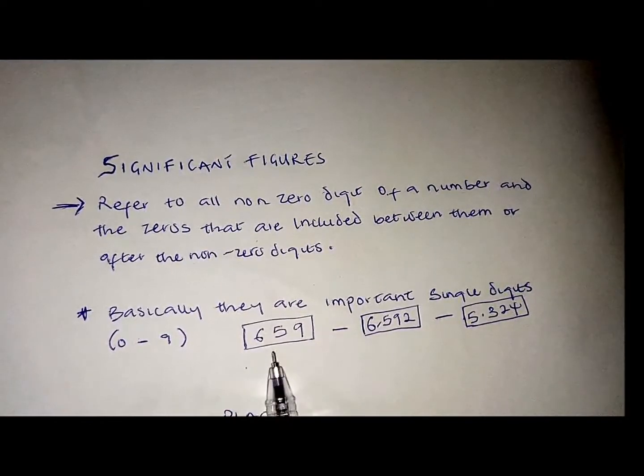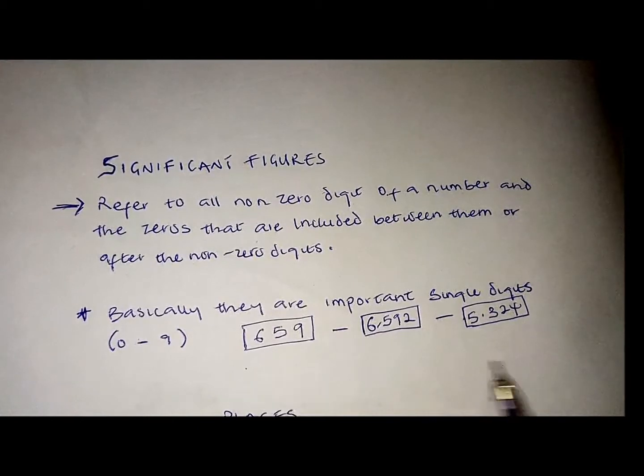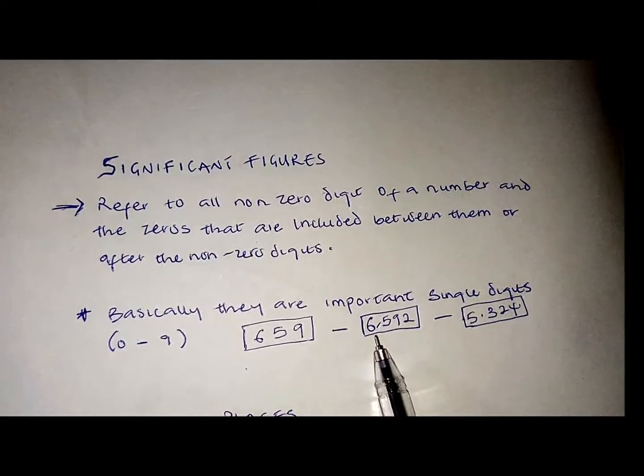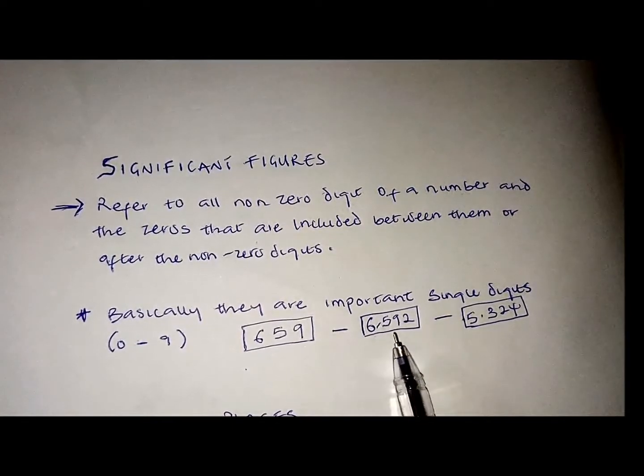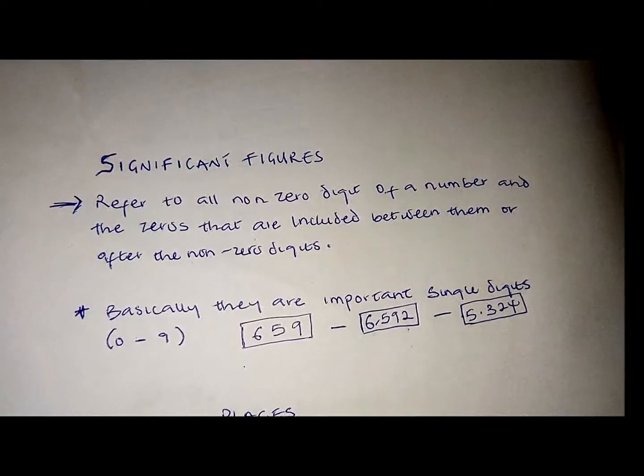So if we have 659, we have three significant figures here: 6,592. We have four significant figures here. Then if we have a decimal 5.324, we have also four significant figures here.